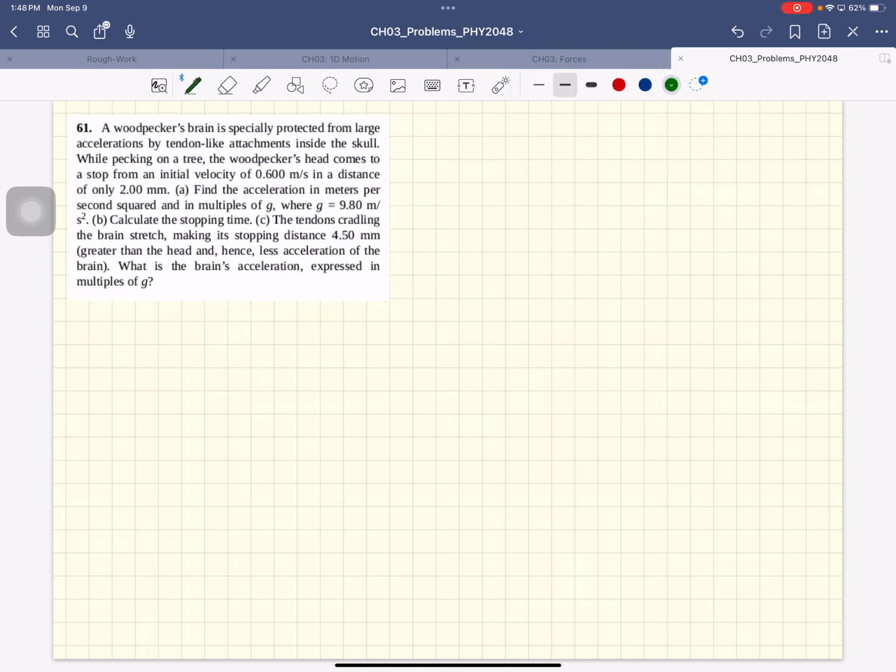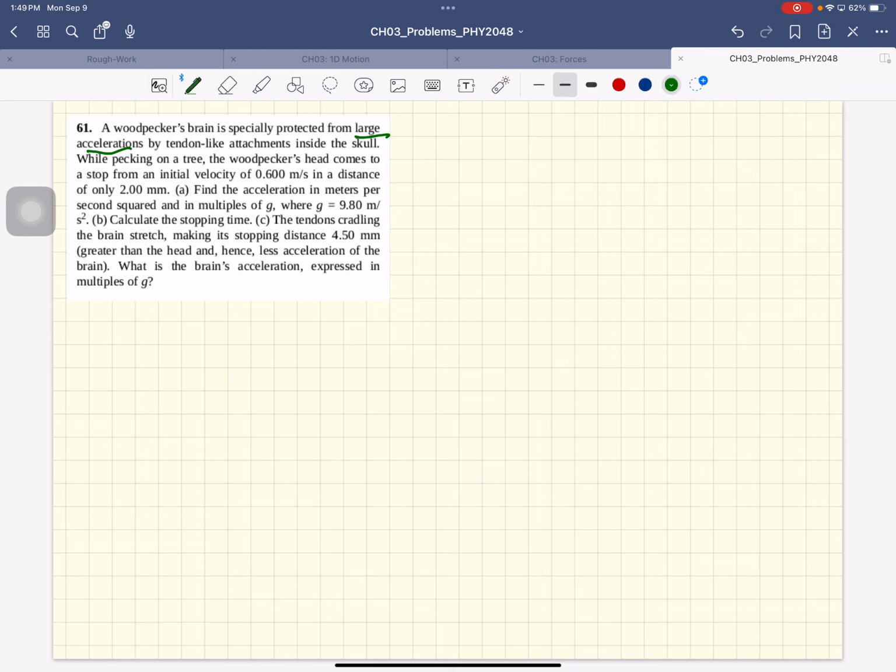Okay. So the woodpecker's brain is specially protected from large accelerations. So you see, that's what you want to do. You want to avoid large accelerations, by tendon-like attachments inside the skull.